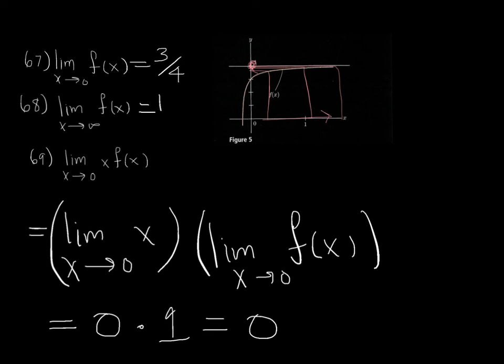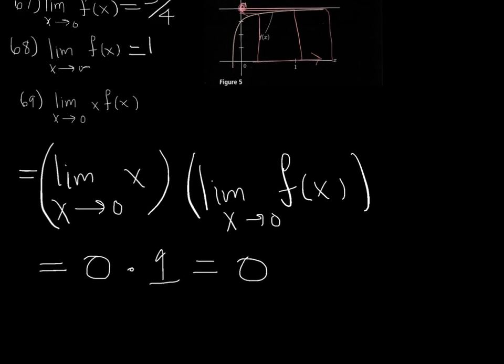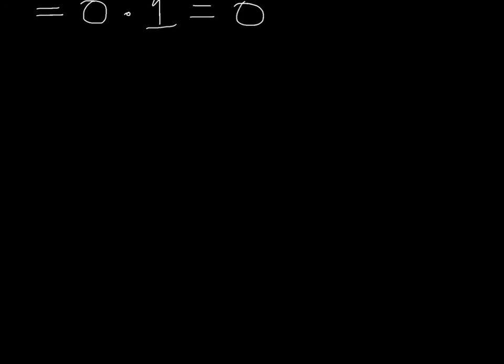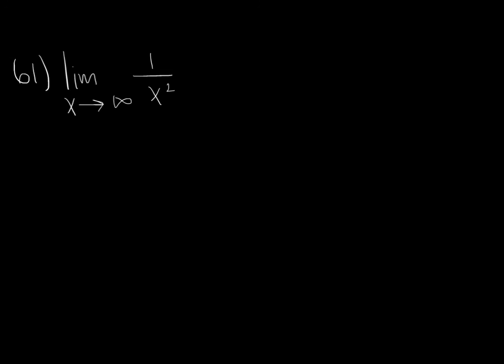I realize now that I missed one problem, so let's go ahead and take a look at number 61, which I skipped. Here we want to evaluate the limit as x goes to infinity of 1 over x squared. And this is one of those situations in which the numerator of a fraction is going to a number, while the denominator is going to infinity. And so this is going to equal 0.